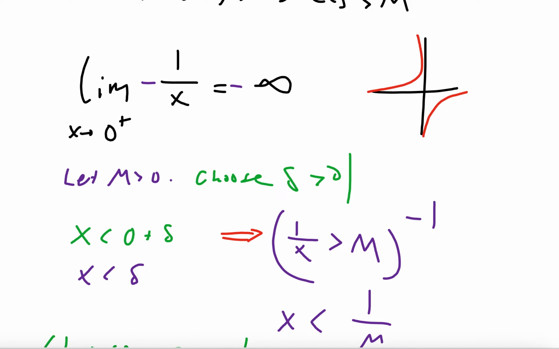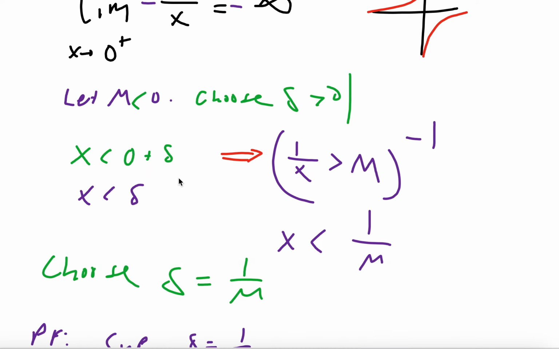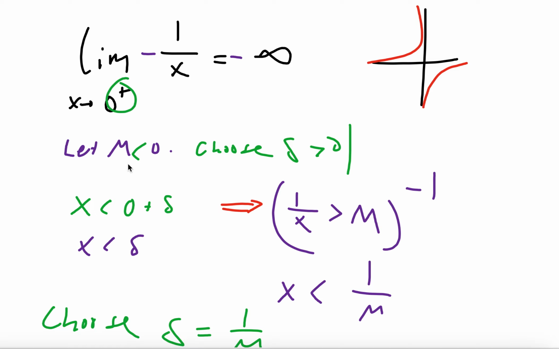Okay, so now we should choose, or let m be less than 0, right? Because it's going to be a negative. We still choose a delta greater than 0, though, because delta is a positive value, and since we're approaching from the right, we still have x is less than 0 plus delta. Except in this case, 1 over x has to be less than m. Remember, for any infinitely negative m, we have to choose a 1 over x that's smaller to beat that threshold.